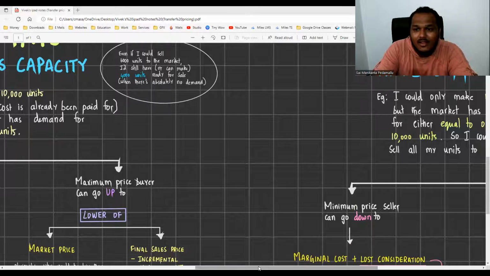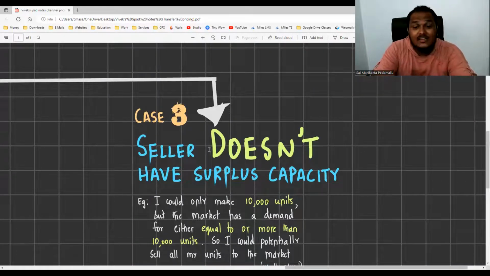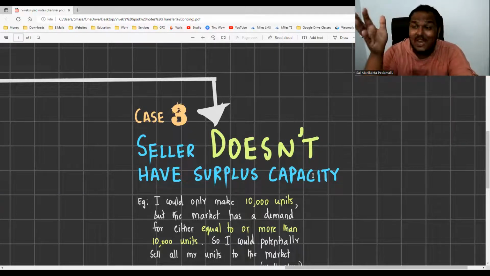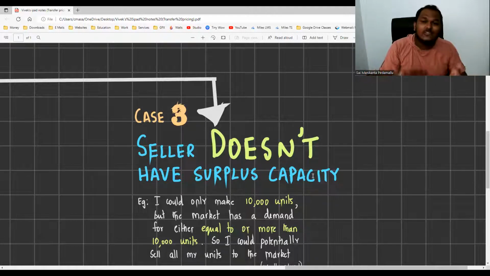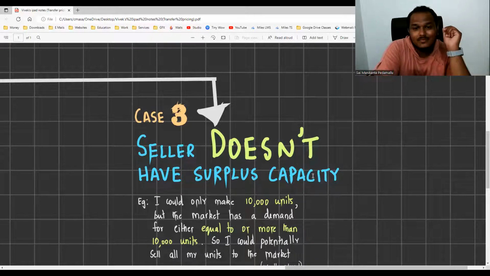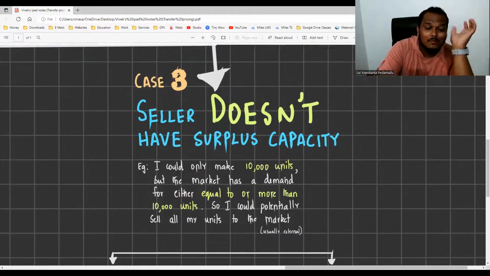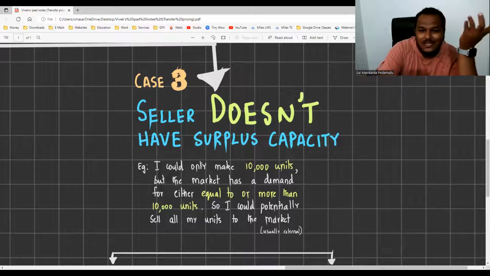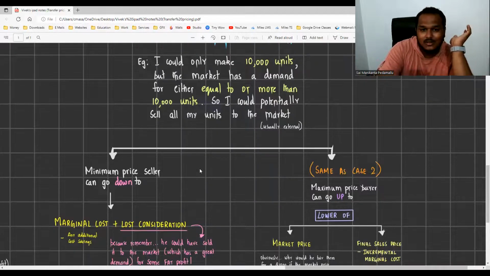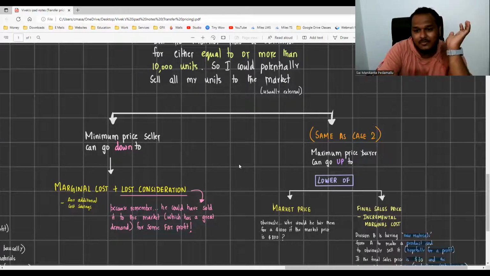Right? Next. Last case, if the seller does not have any surplus capacity: sir, the market is demanding 10,000 units. I am producing only 8,000 units. There is no problem. I'm not even able to meet the market demand. So why would I sell to my other divisions? Even if I sell, why would I accept anything less than the market price?